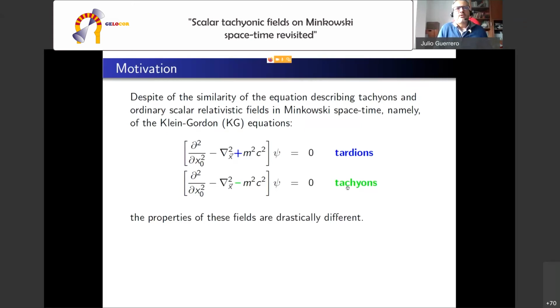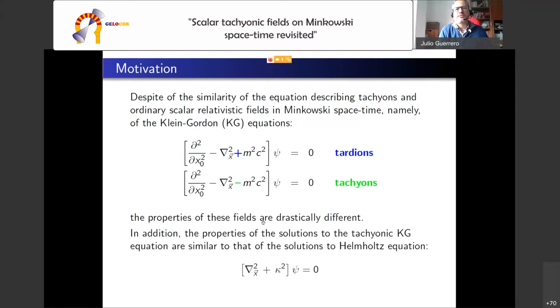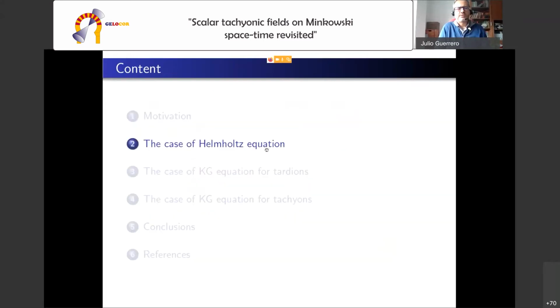Okay. Even though the equations are very similar, and there is only a small difference in signs, the associated fields, the solutions to this equation, are drastically different. In addition, we have seen that solutions of the Klein-Gordon equation for tachyons are more similar to solutions of the Helmholtz equation, which is this one in optics, than the solutions for the tardions equation. So tachyons are more similar to fields which are solutions of the Helmholtz equation than fields which are solutions to the ordinary Klein-Gordon equation. Okay, we will see this.